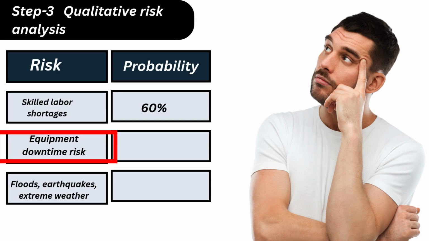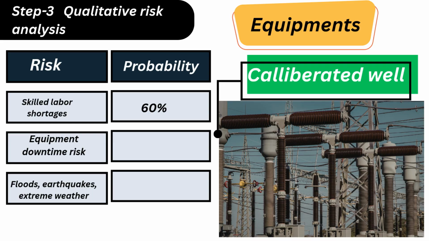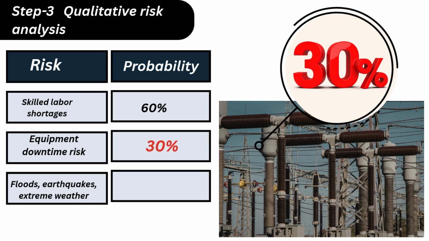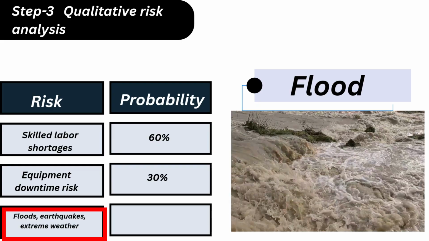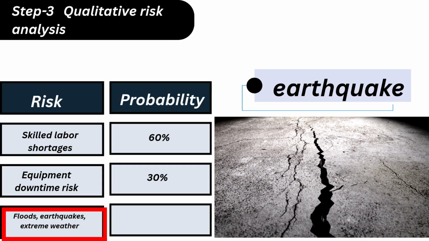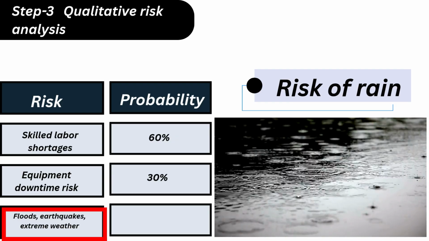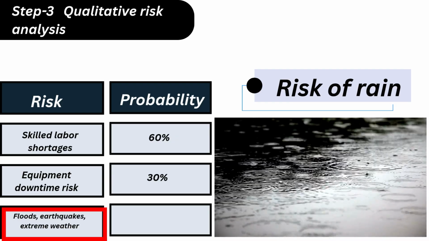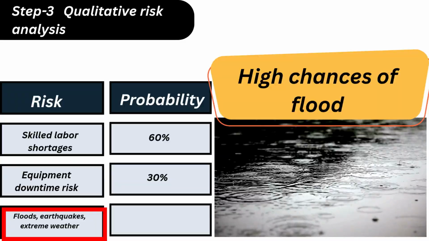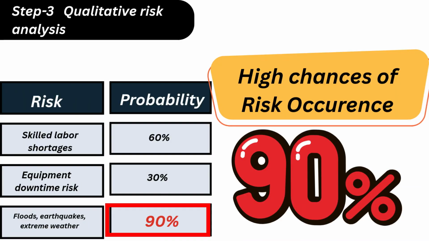Now let's move to the second risk, that is equipment downtime risk. I know my equipment is very new and it has been properly installed, calibration has been done. So the chance of equipment downtime is very less, somewhere around 30%. The next risk is flood, earthquakes and extreme weather conditions. Right now I'm in the planning stage. When my project goes to the execution stage, it would be rainy season. I know from now that chances of rain would be high, so floods can be there, high probability, so I have given it 90%.